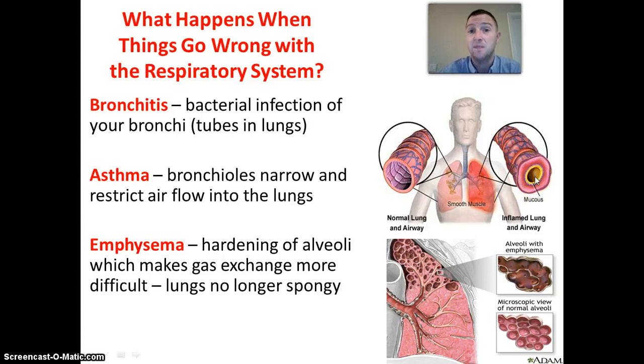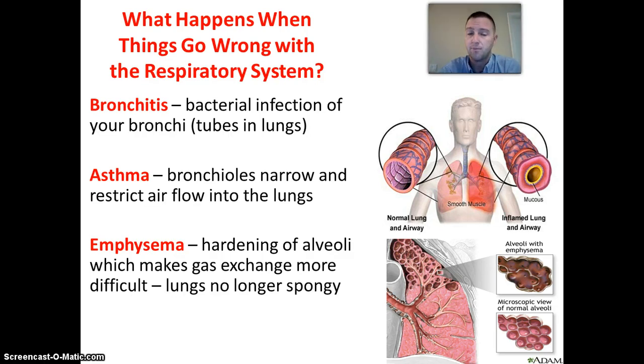Asthma is similar, except for the mucus. In asthma, when I have an asthma attack, something triggers that attack. It's almost kind of like an allergic reaction. And when that attack happens, my bronchioles narrow, and they restrict the airflow into the lungs, so they tighten up. I can't get as much air. I'm sucking for air and trying to get as much air in as I can, but I can't because my bronchioles are restricted. The tube gets smaller.